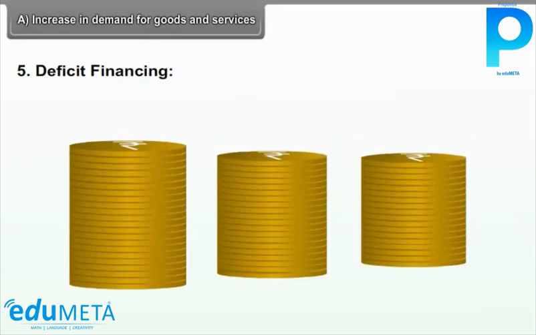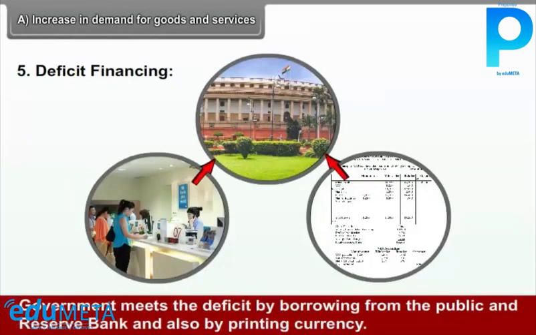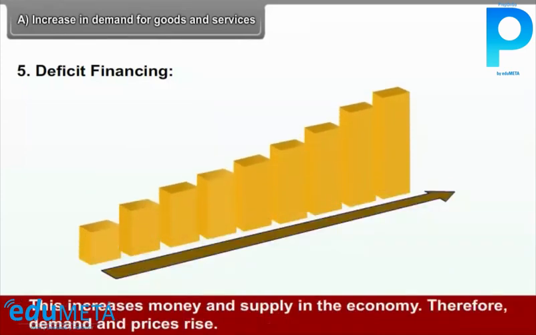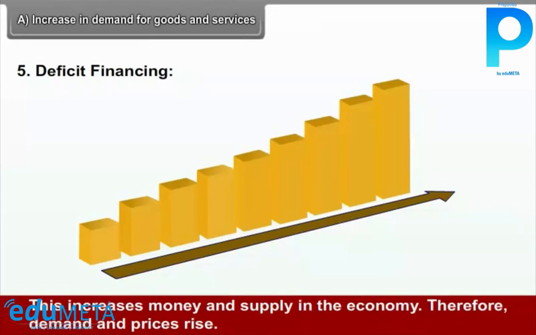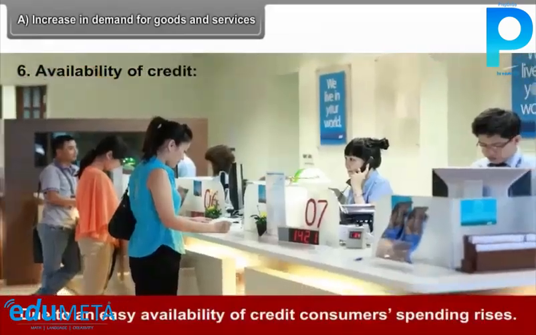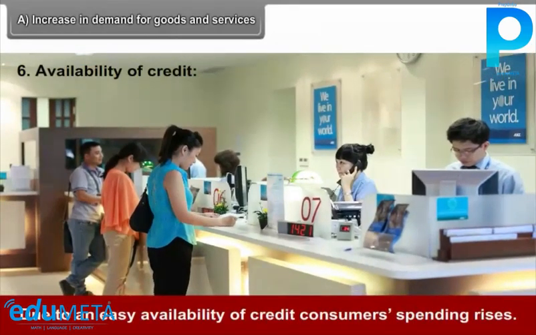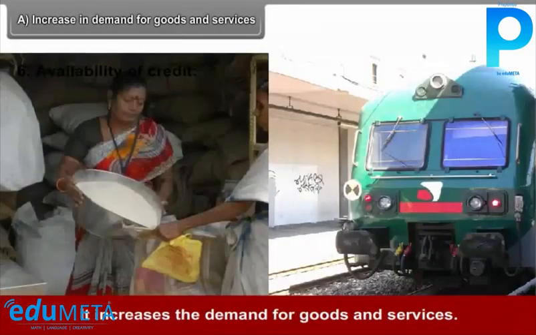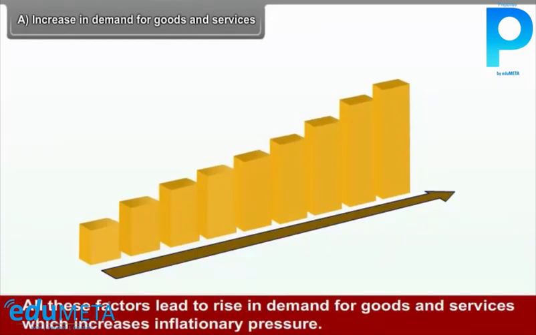5. Deficit financing. Government meets the deficit by borrowing from the public and reserve banks, and also paying by printing currencies. This increases money supply in the economy. Therefore, demand and prices rise. 6. Availability of credit. Due to an easy availability of credit, consumer spending rises. It increases the demand for goods and services. All these factors lead to rise in demand for goods and services, which increases inflationary pressure.